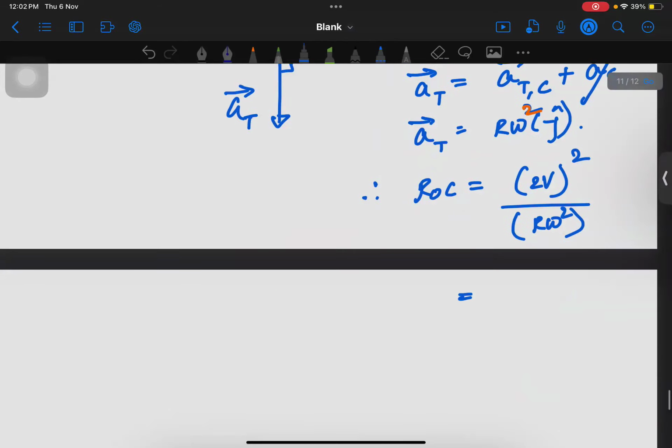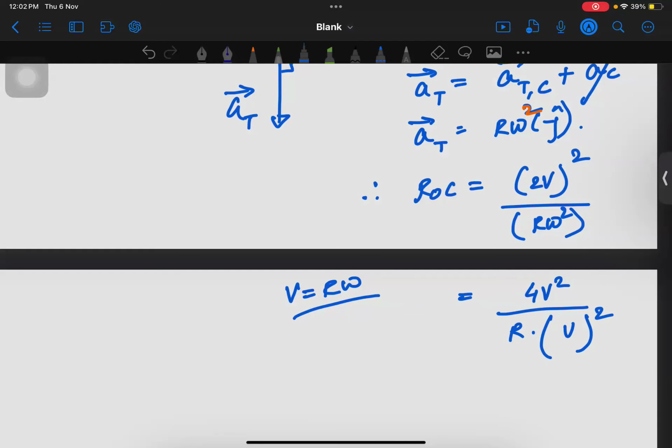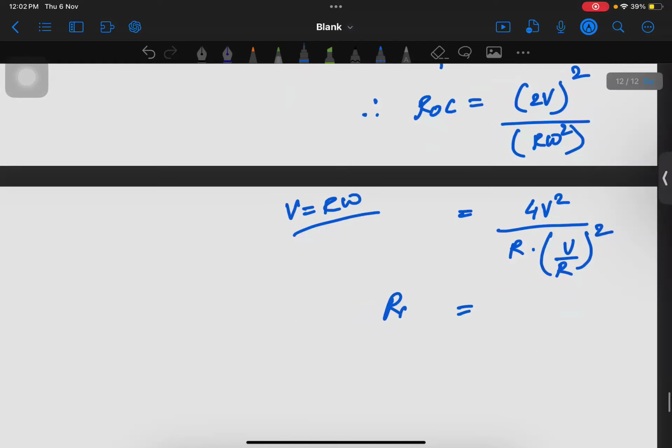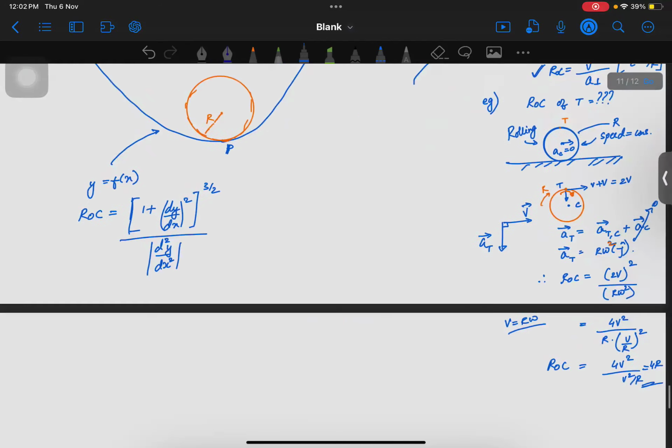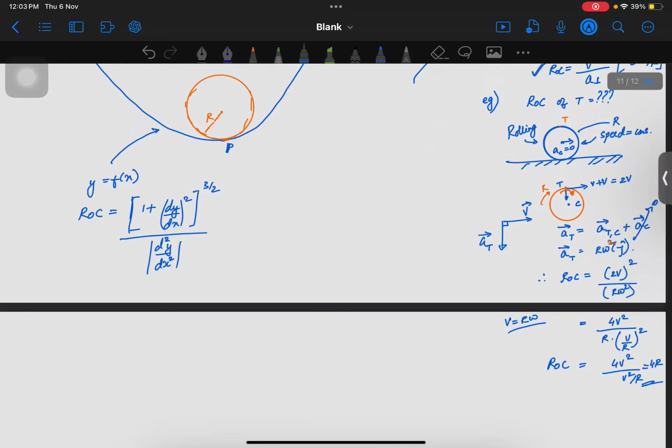But what is the value of omega for a rolling object? Is it not such that v is equal to r omega? Yes. Let's substitute that over here. So we can write the square of omega, which is the square of v by r. So therefore, on simplifying, we get the ROC as how much? 4v square divided by v square, and r by r square is 1 by r, which means it is 4 times r. Fine. This part is clear, no doubts there, yes?